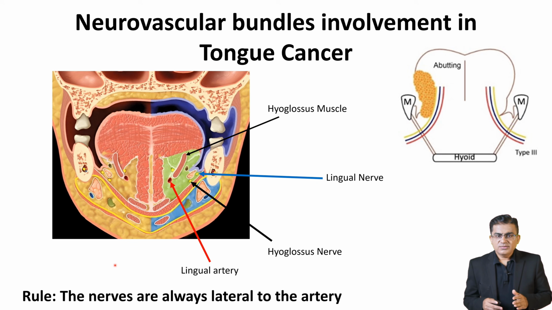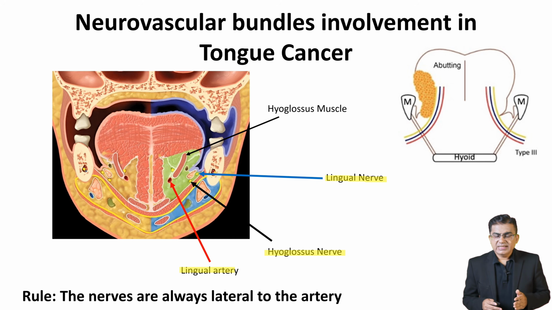The neurovascular bundle of tongue is not a random collection of vessels. It is highly structured and has a predictable pathway. It contains three critical structures: the lingual artery and its vein, the hypoglossal nerve, which is cranial nerve 12th, and the lingual nerve, which is a branch of V3. To understand how a tumor invades these structures, you must memorize one absolute muscular landmark, the hyoglossus muscle.